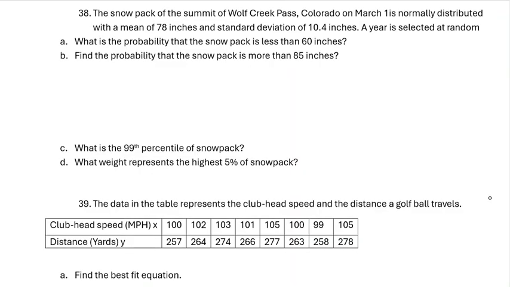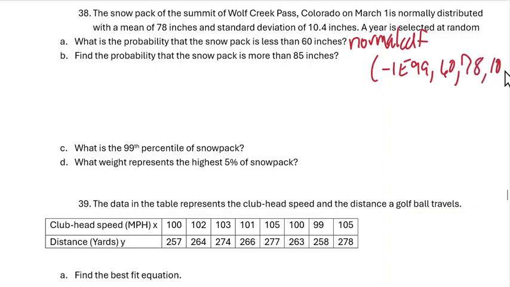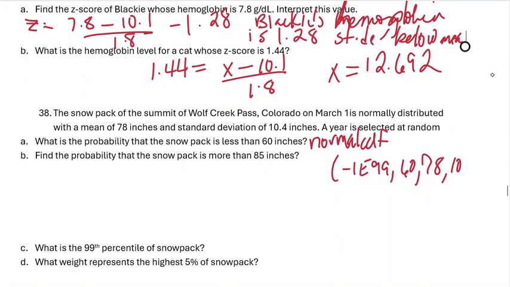The snowpack of the Summit Wolf Creek Pass, Colorado, is normally distributed, mean 78 inches, standard deviation 10.4 inches. A year is selected at random. What is the probability that the snowpack is less than 60? So this is just one random year, normal CDF. Lower bound is negative 1E99. Upper bound is 60. The mean is 78 and the standard deviation is 10.4. Okay, so for A, normal CDF.